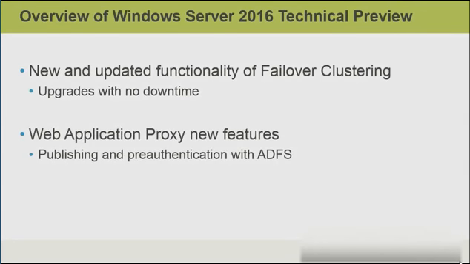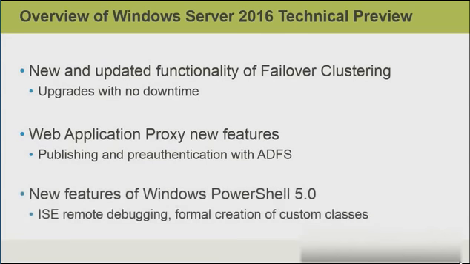Failover clustering now allows rolling upgrades. This means that we can upgrade cluster nodes with no downtime. The web application proxy allows for publishing and pre-authentication with Active Directory Federation services. This means that we can pre-authenticate to web apps. Windows PowerShell version 5 is now included with Server 2016. Some of the new features include ISE remote debugging of PowerShell code, and also the formal creation of custom classes.